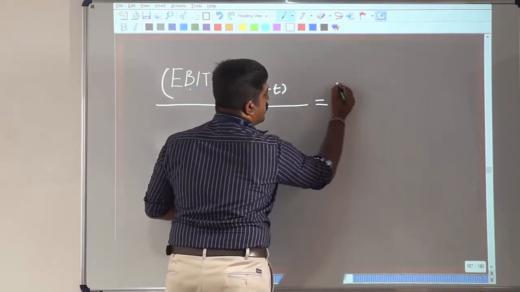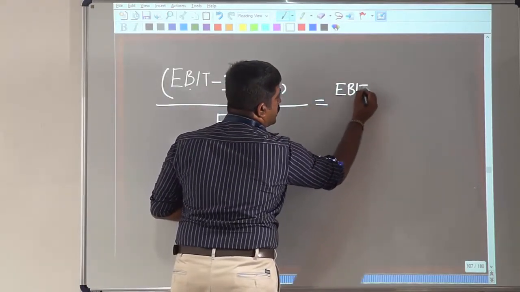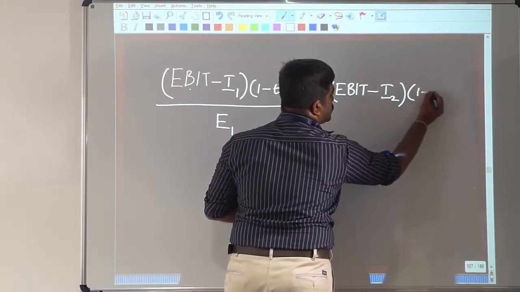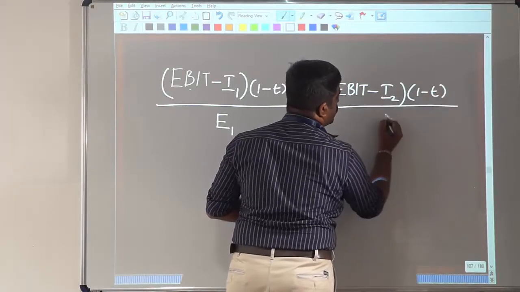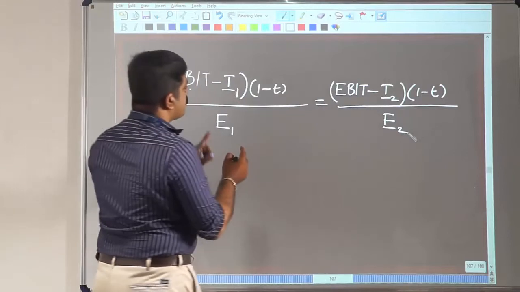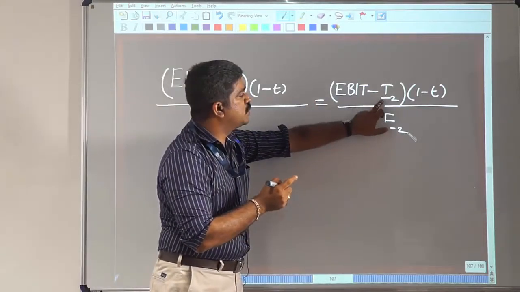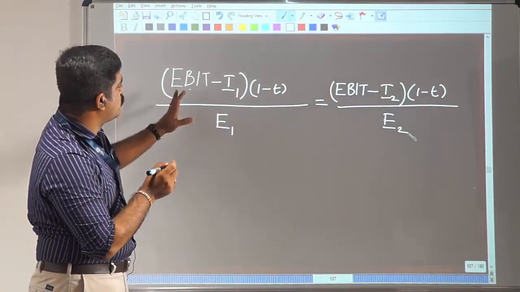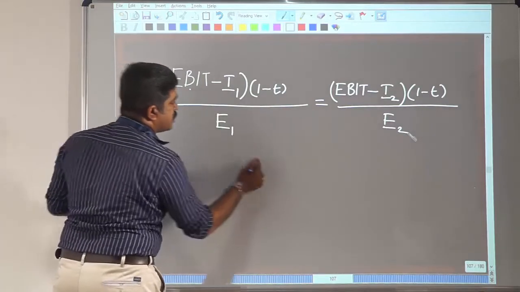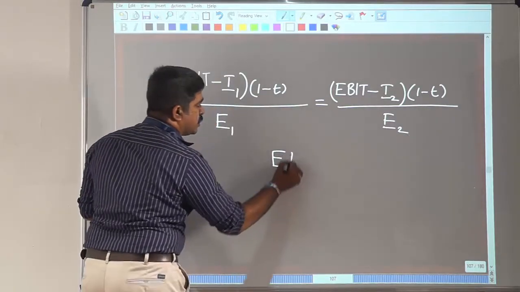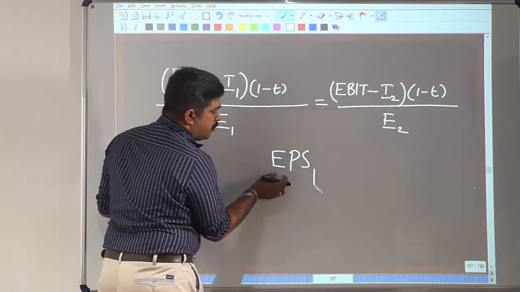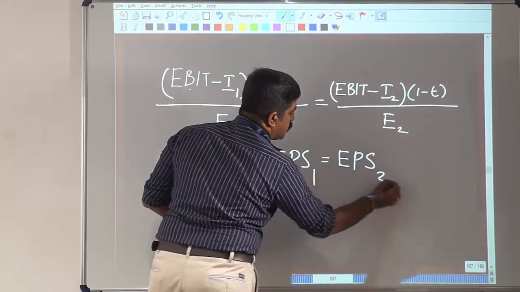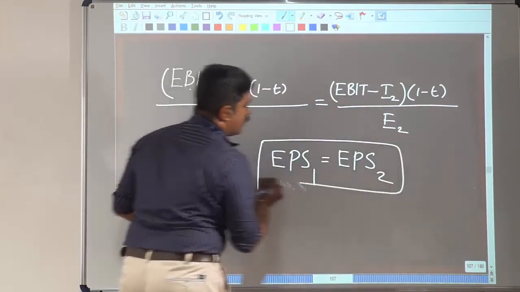How will it be? Let's say EBIT minus I2 multiplied by 1 minus T divided by E2. Here I2 represents interest in option 2, T represents tax rate, E2 represents number of equity shares. So if you notice, what you derive here is nothing but EPS in option 1, and this EPS in option 1 will be equal to EPS in option 2. So this is your indifference point.